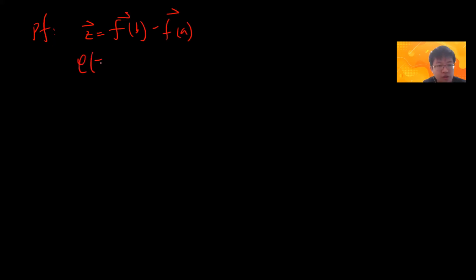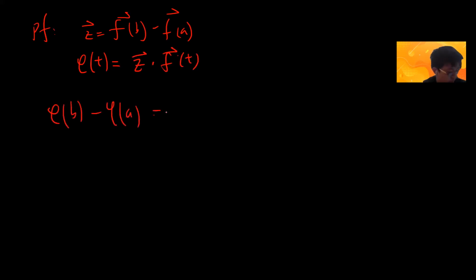Okay, let's see the proof. The proof is very easy. Let's write z to be f of b minus f of a. So z is a vector, and then you consider phi of t to be z inner product with f of t. So how about phi of b minus phi of a, right? So this guy, we just write this.